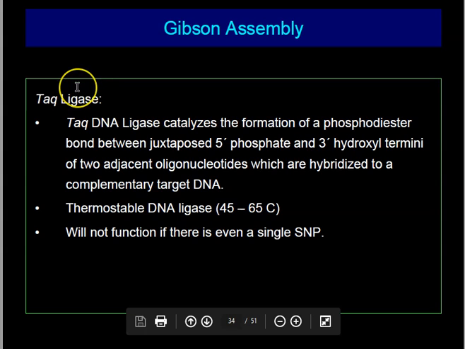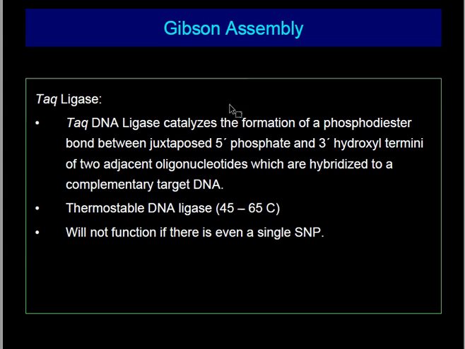Finally, the third enzyme is the Taq ligase, which catalyzes the formation of a phosphodiester bond between the juxtaposed 5' phosphate and 3' hydroxyl terminal of two adjacent oligonucleotides which are hybridized to a complementary target DNA. So what Taq ligase essentially does is join two DNA molecules which have overlapping ends, and owing to its thermostability, the reaction can be carried out at 45 to 65 degrees centigrade, and it will not function even if there is a single SNP, or a single nucleotide polymorphism.